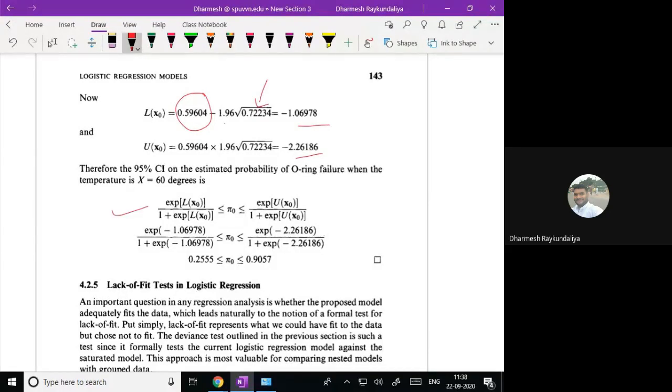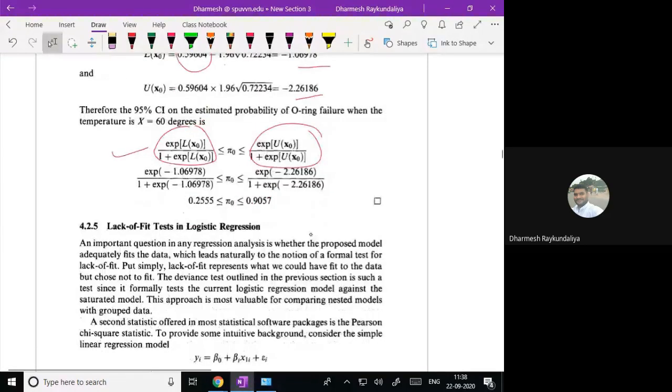Just take the probability. This is the lower limit formula for the probability and this is the upper limit of the probability, and just substitute these values, you will get this. So if the temperature is 60 degrees Fahrenheit, what is the probability, with a 95% confidence interval, that the O-ring has failed? At least one O-ring, it is 0.25 to 0.957.